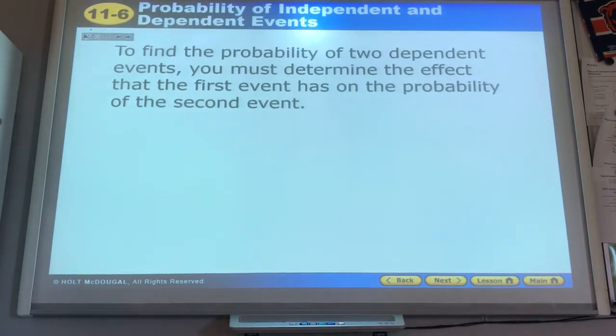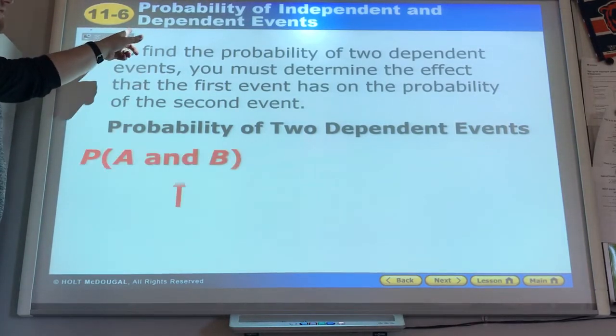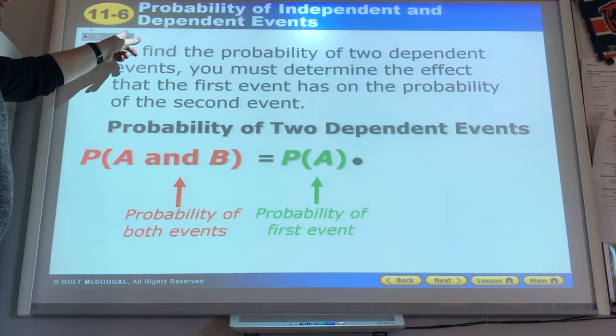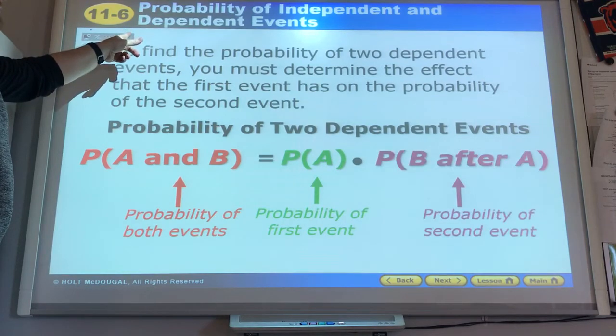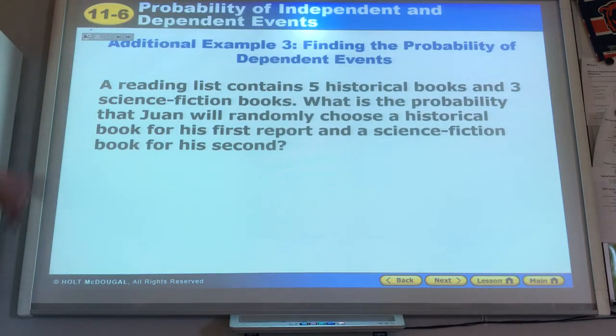Now we switch gears. To find the probability of two dependent events, you must determine the effect that the first event has on the probability of the second event. Probability of two dependent events. You're still going to multiply them. Probability of A times probability of B after A. And let's think about it this way.